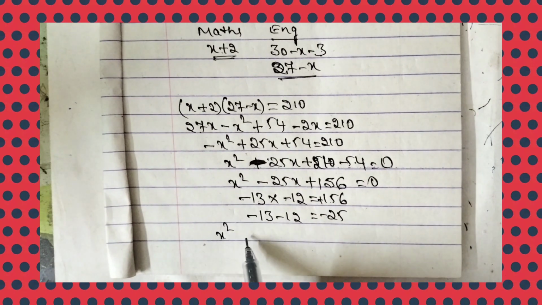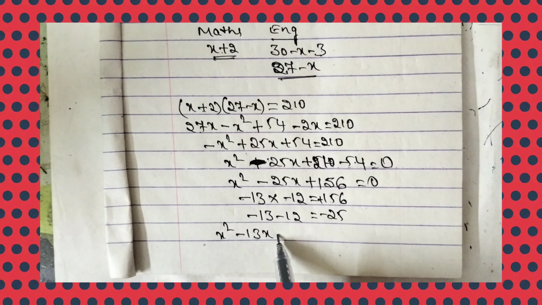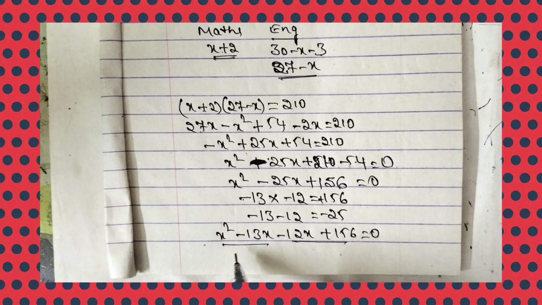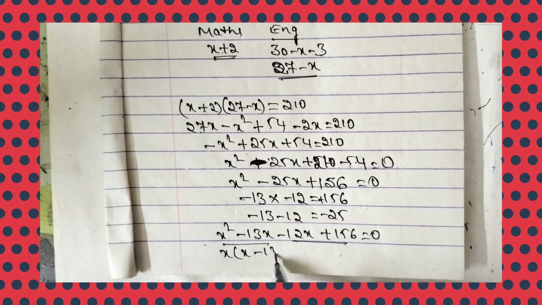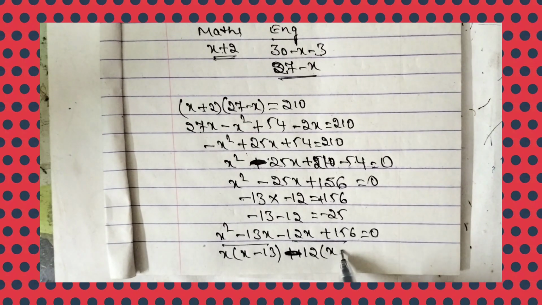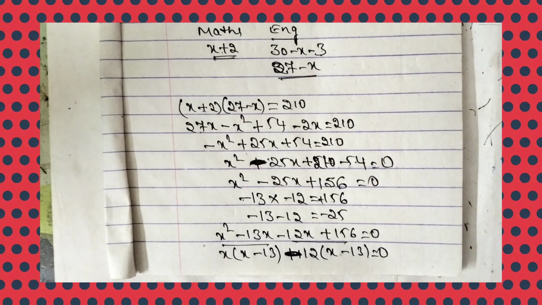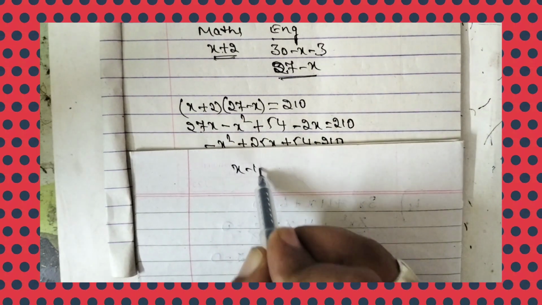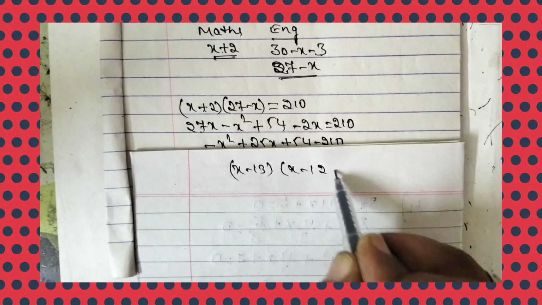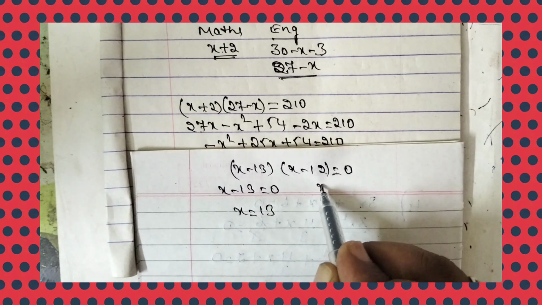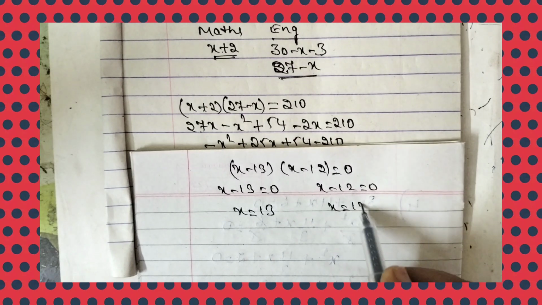Now x square minus 25x can be written as x square minus 13x minus 12x plus 156 is equal to 0. Taking these two as one group and these two as another group, what is common? x is common, remaining is x minus 13. Here minus 12 is common, then remaining is x minus 13, equal to 0. Now what is common to both? x minus 13 is common, then remaining is x minus 12, equal to 0. So x minus 13 is equal to 0, x is equal to 13. x minus 12 is equal to 0, x is equal to 12.